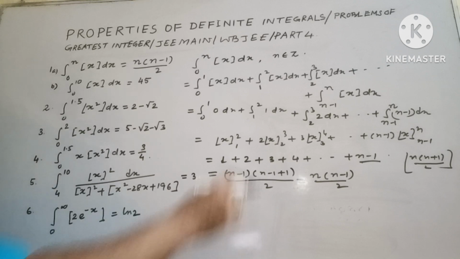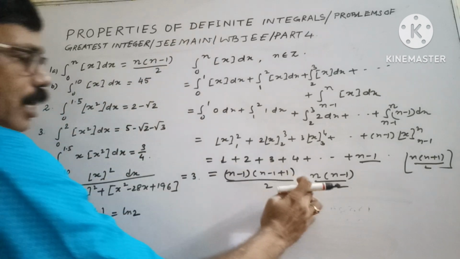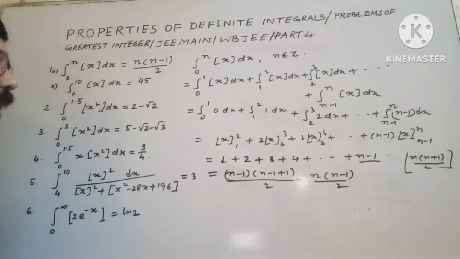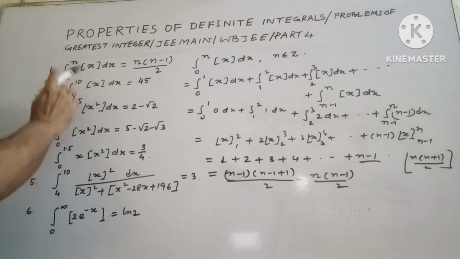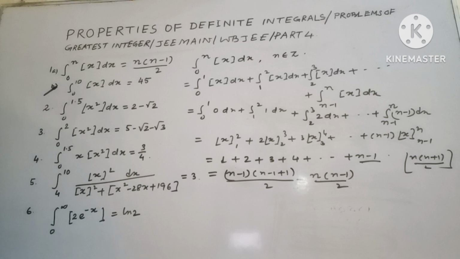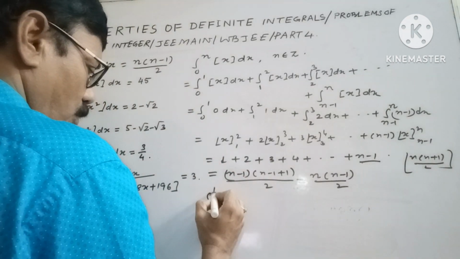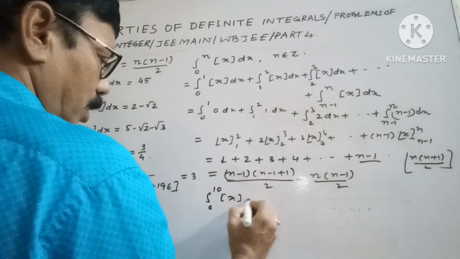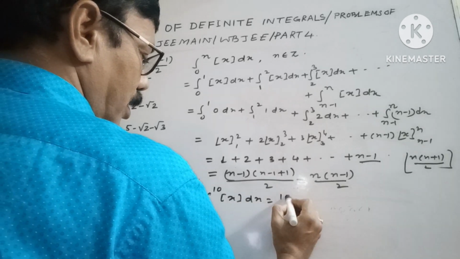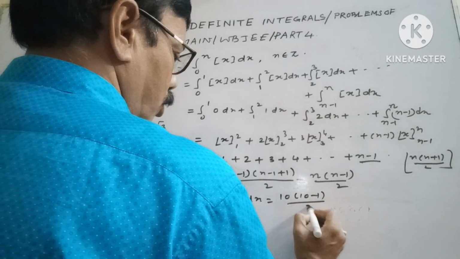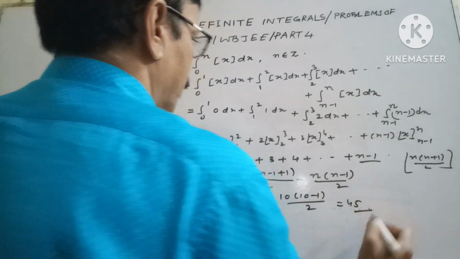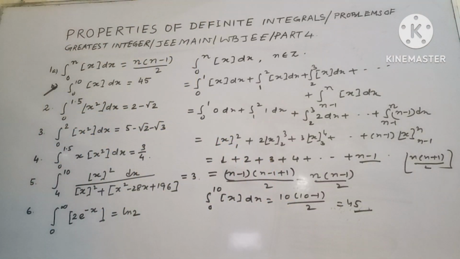If it is a simple function, only the greatest integer, then for 0 to n the value is n into n minus 1 by 2. So, for problem number B, 0 to 10, you replace n by 10 and you get the result. If it is a problem of the competitive West Bengal joint, then what will be the answer? 10 into 10 minus 1 by 2, that is 45.